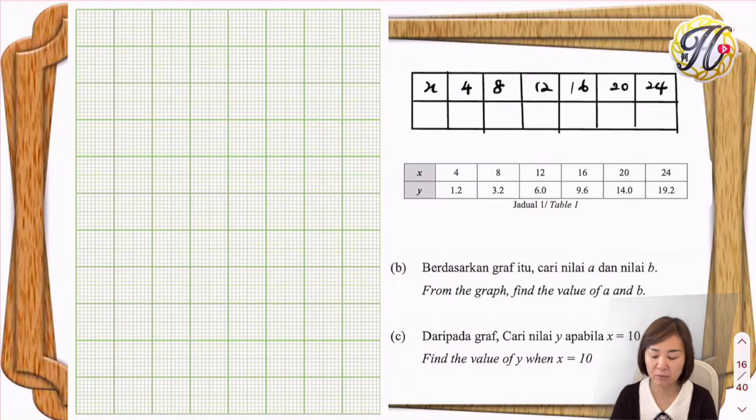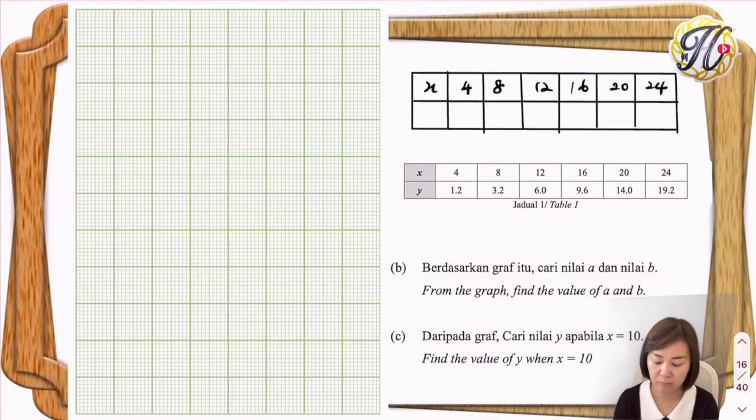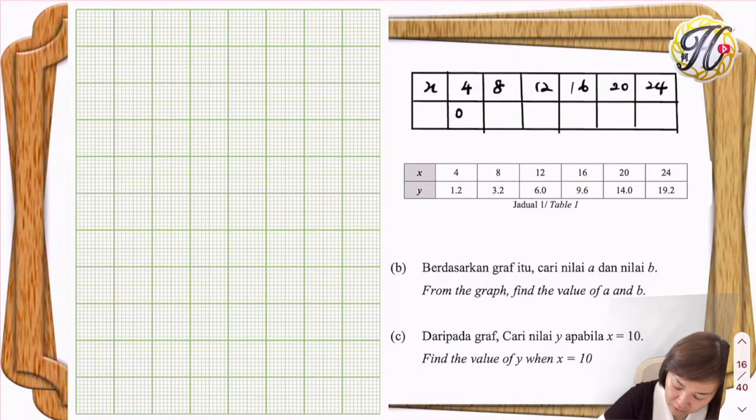We start to draw the table. Y over x against x. For x, we do not need to change anything; just copy back the x. What we need to find is y over x. So y over x is 1.2 over 4. Press your calculator and get the value, which is 0.3.